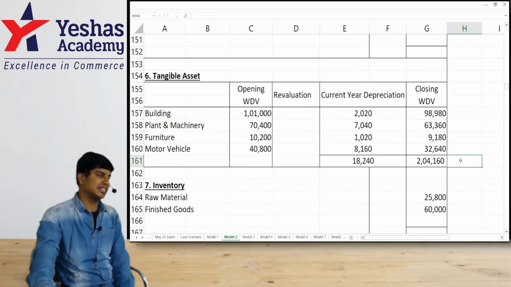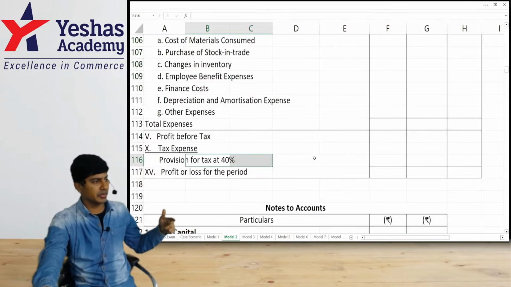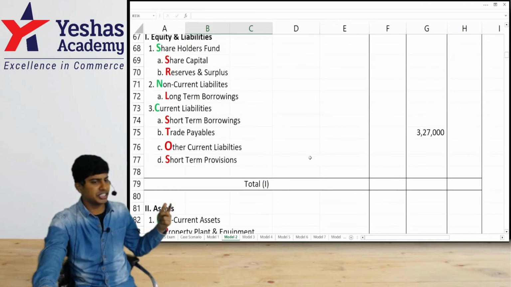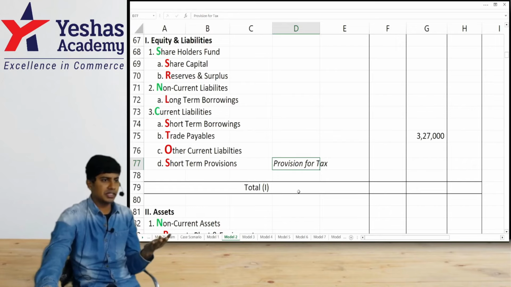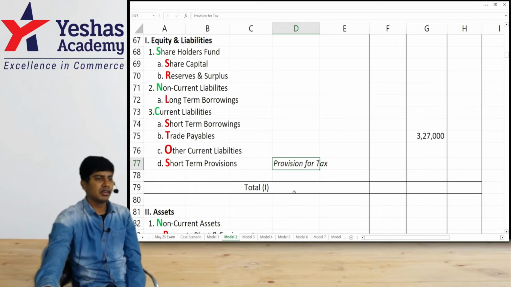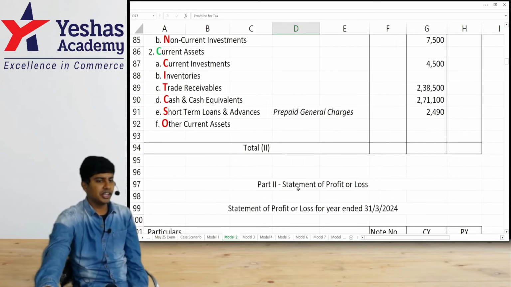Everything done. Provision for tax, 40%. This has to be written in our P&L. Statement of profit or loss, we'll find income, expenses, profit before tax, tax at 40%. And this 40% amount, whatever I compute here, should be written in balance sheet, liability side as short-term provisions, provision for. We'll write this later. Right now, I don't know. I can apply 40% on net profit only if I know net profit. To find net profit, I should know total income, which I don't know. I should know total expense, which I don't know. I have information. I just have to total them and then transfer.